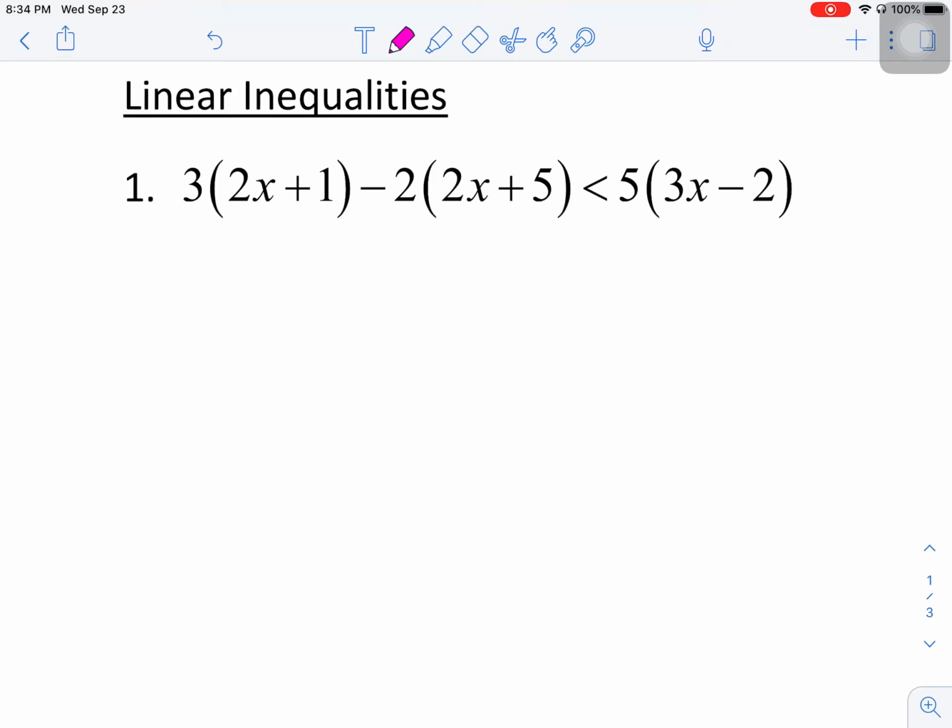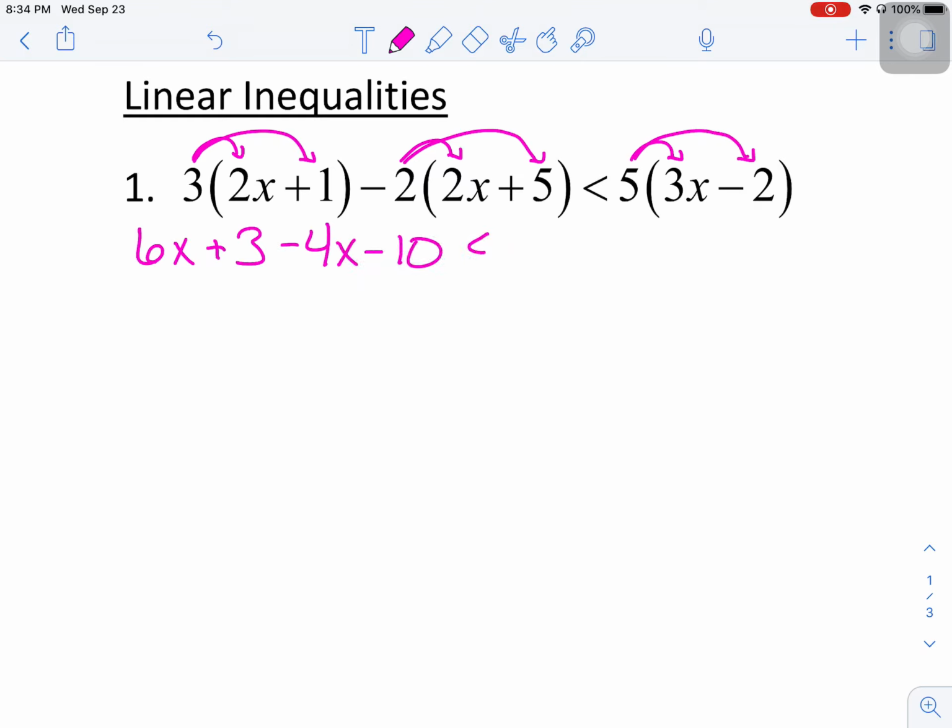So the first thing I want you to do is to simplify the left and the right sides of your inequality. And so in this case, I'm going to need to do distributive property. So I've got 6x plus 3 minus 4x minus 10 is less than 15x minus 10. Okay, so let's keep cleaning up.